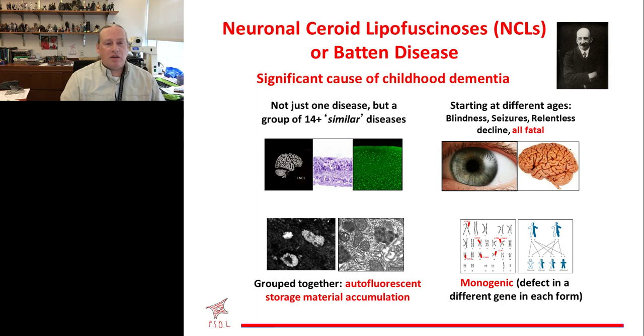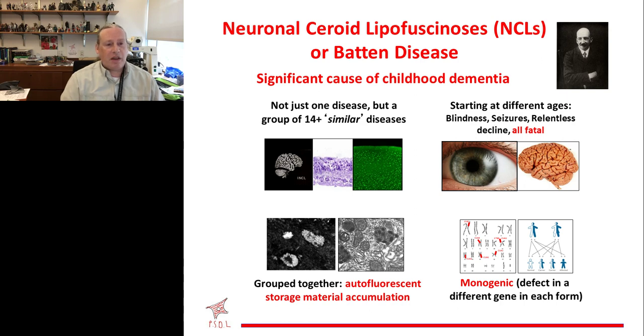Clinically, these are diseases that start at very different ages. They can start from just after birth all the way through to an adult onset form, but they share certain common features, being that affected individuals will suffer visual failure, progressively worse seizures, and a horrible and relentless decline in both cognitive function and motor ability. And sadly, all of these are fatal diseases, and that's why we're working very hard to both understand them and come up with therapies for them.